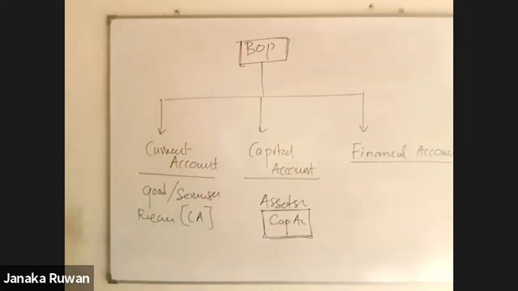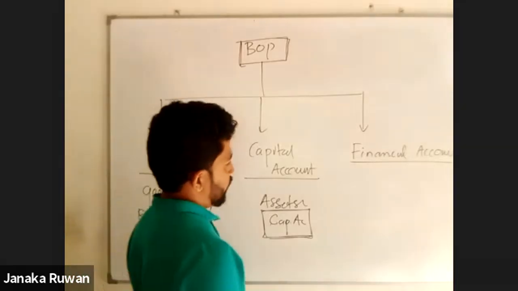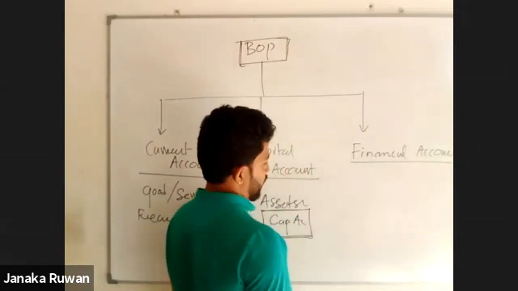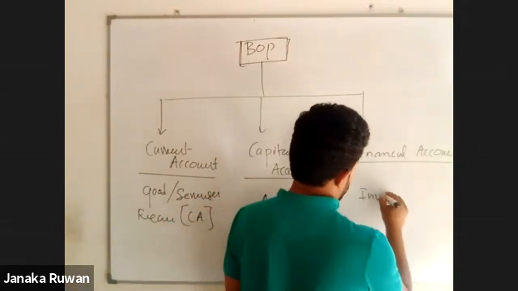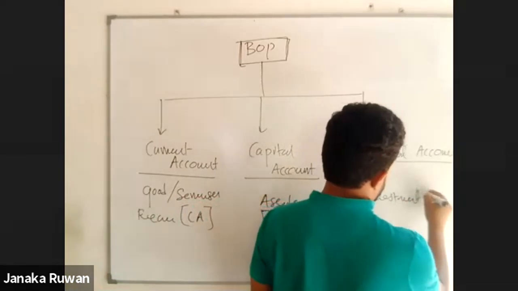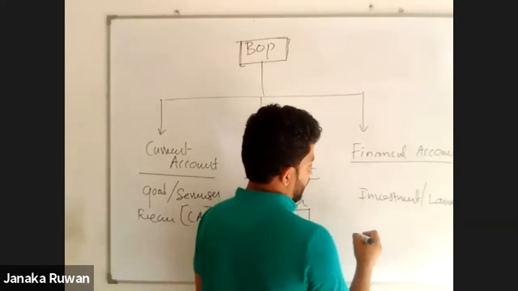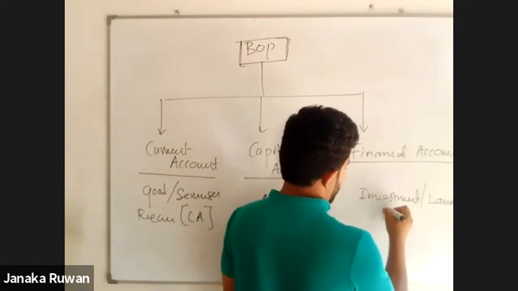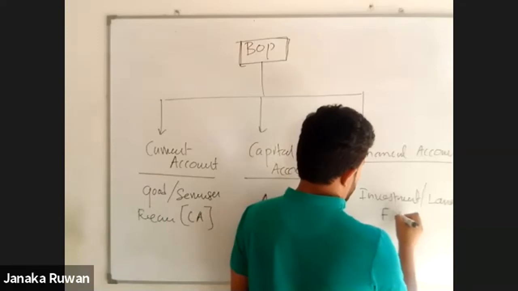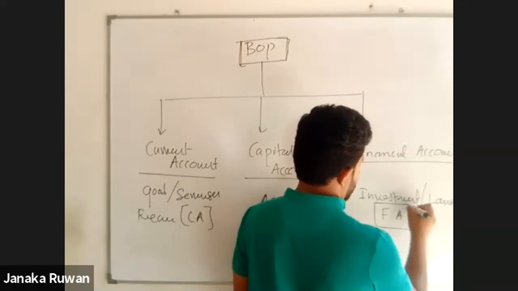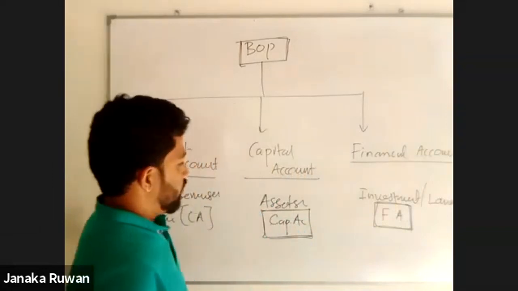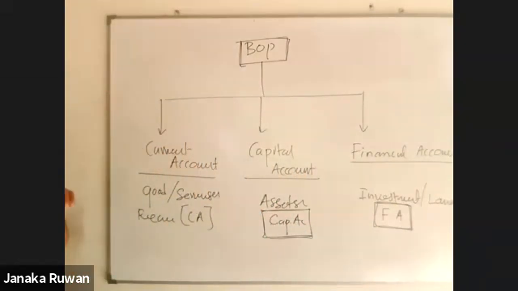Investment and portfolio investment, negotiable instruments and loans, all these things will be recorded in the financial account, FA. Investment, loans, and other transactions will be recorded in the financial account. These are the main three components we are going to discuss today.